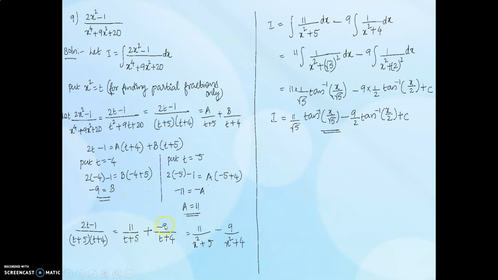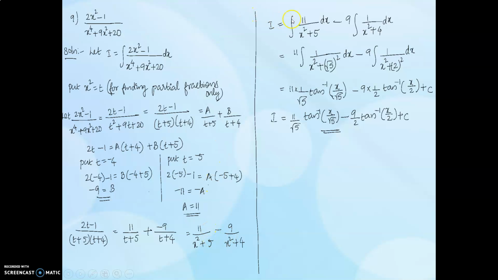Substituting these two values in the place of a and b and splitting, you will get 11 upon x square plus 5 minus 9 upon x square plus 4. Here we are substituting this t for only x square to find the partial fraction. So resubstitution is important before finding the integration.